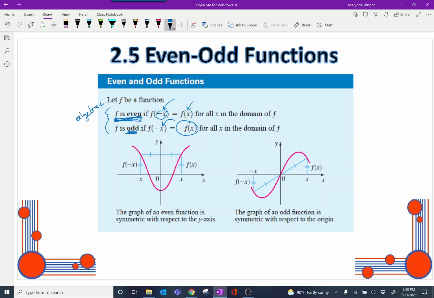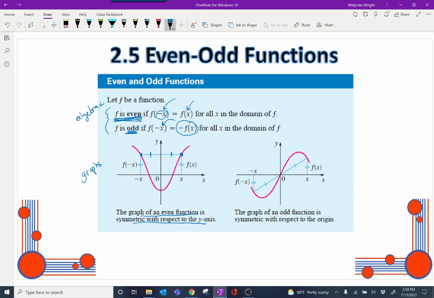So let's look graphically at the graphs of these. An even function is symmetric with respect to the y-axis. Look how each point has a corresponding point on the other side. Maybe you remember these little marks from geometry that show these are equivalent segments. So these are equidistant from the y-axis. They're evenly spaced, so they're symmetric with respect to the y-axis. That's what an even function looks like when it's graphed.